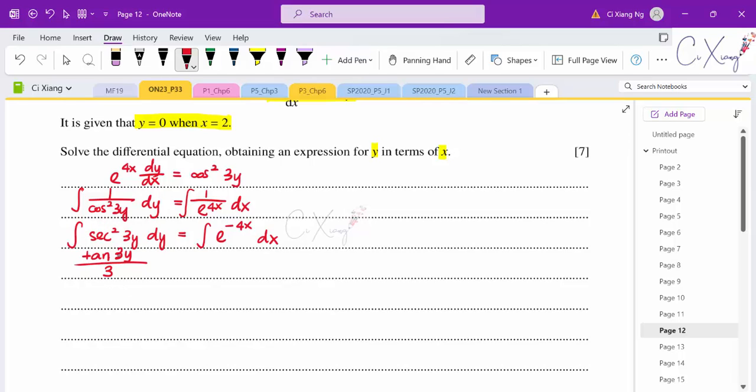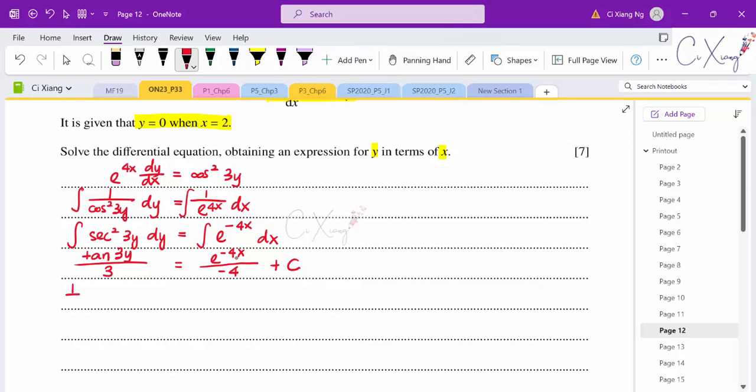Okay, then after that, same thing happened for the e power negative 4x. So for e power negative 4x, just now we know that integrate e power x, I get back the e power x, right? So same thing happens here, e power negative 4x, I will get back e power negative 4x. And of course, we haven't completed yet, you have to differentiate the power, which is negative 4x. So differentiate negative 4x, what do you get? You get negative 4, right? Then plus c.